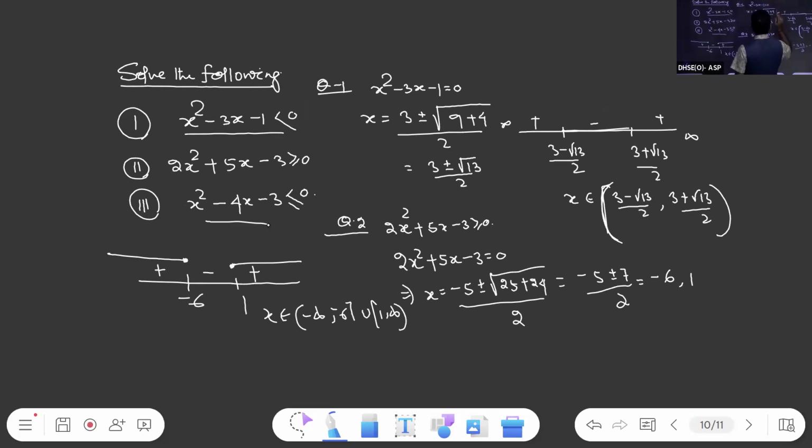Okay. Done. So quadratic inequality is over. Now we'll go for rational inequality. The same steps will be followed while solving a rational inequality as those we followed to solve quadratic inequality. Okay. Should I go to the next page?